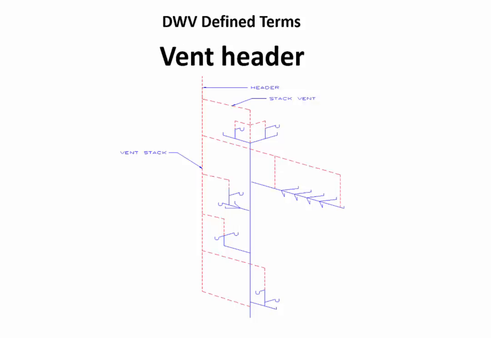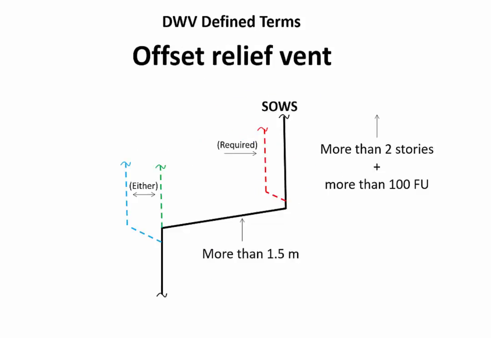Vent headers connect 2 or more vent stacks or stack vents, or a combination of both, to outside air. They are sized in accordance with Table 2583 and Article 2583, Sentence 3. When a soiler waste stack has a nominally horizontal offset, more than 1.5 meters in length, there is a substantial reduction in the flow of waste within the stack.